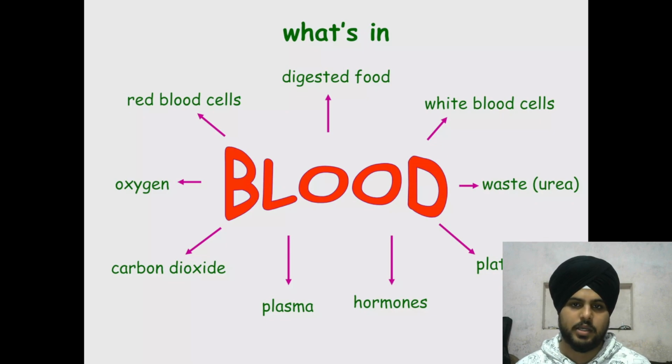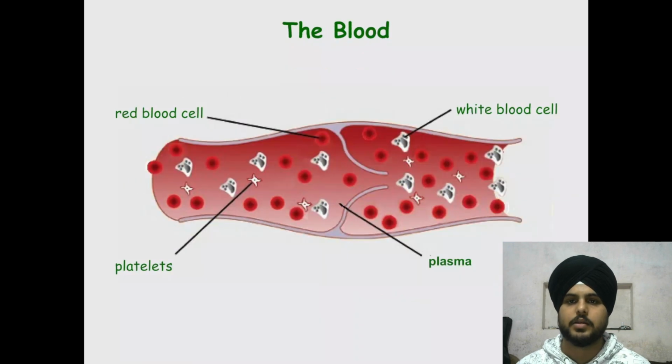What's in our blood? Let's learn about blood. What things does our blood have? Firstly, digested food, white blood cells, waste in the form of urea, platelets, hormones, plasma, carbon dioxide, oxygen, and red blood cells, which are the main component of the blood and give it its red color. See, here's the diagram which shows which part of the blood is which. These are red blood cells, these are platelets, the medium in which they are traveling is plasma, and these white things are white blood cells.